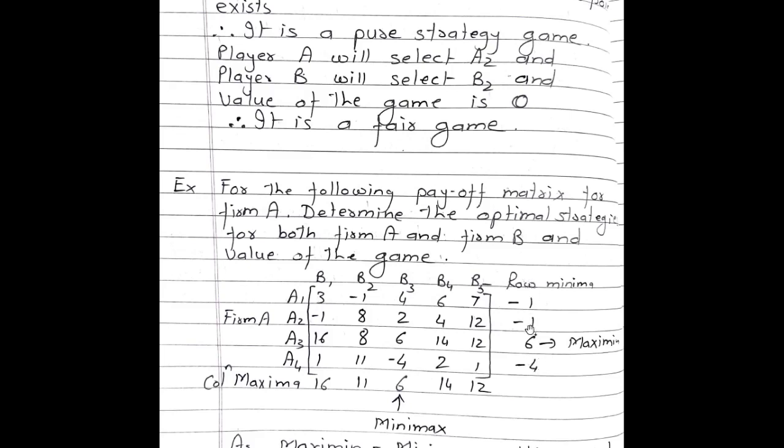So after getting row minima values, we will pick up the maximum among these 4 values and we put an arrow. We will call it as maximin. So 6 is maximin value.